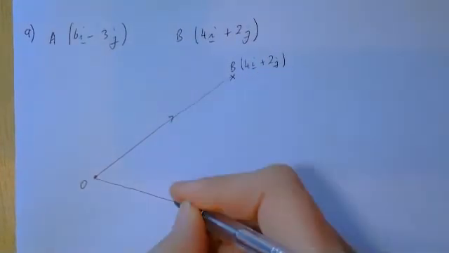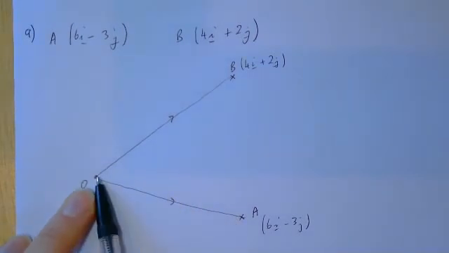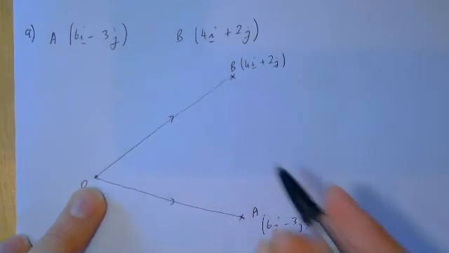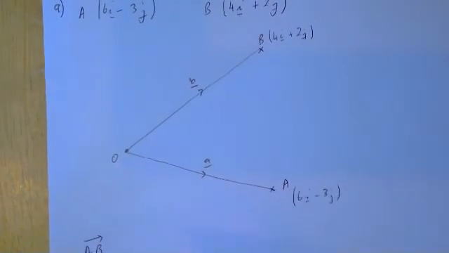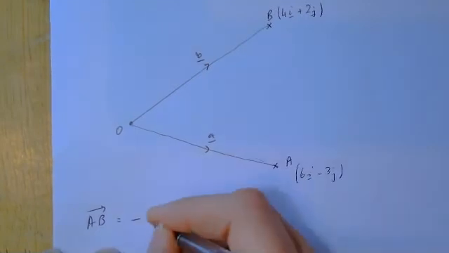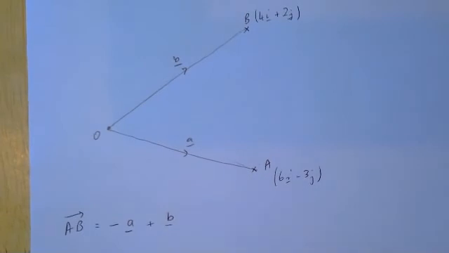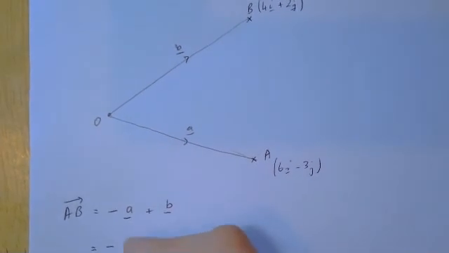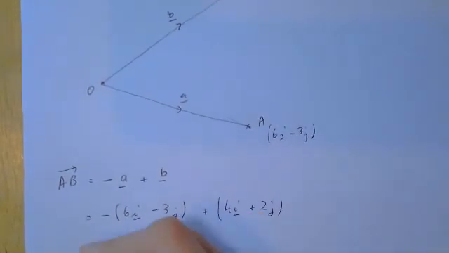What do I want? I want the magnitude of AB. How am I going to get from A to B? I'm going to go along here, which is a minus A, and then I'm going to go along here, which is a plus B. If I call them A and B, then I can write down what I'm doing. I go along here the wrong way, so it's a minus A, and then along here the right way, so it's a plus B. What's minus A? Well, it's minus 6i minus 3j, and then I'm adding my B, which is 4i plus 2j.